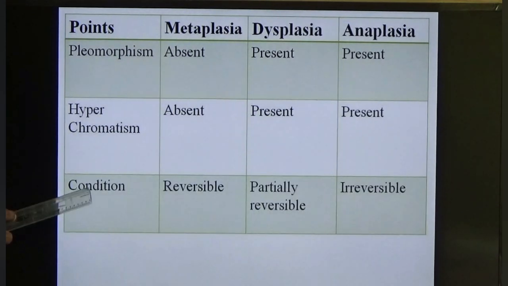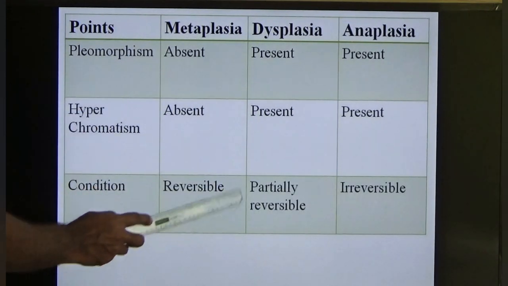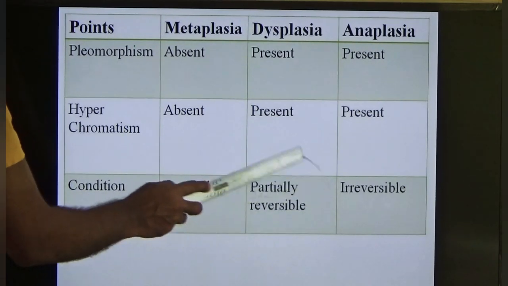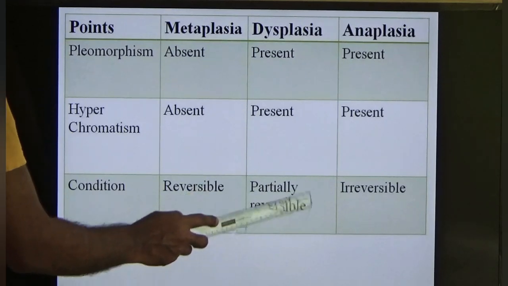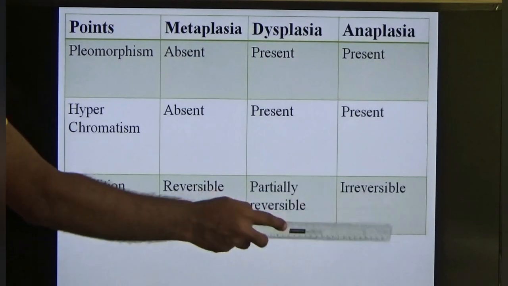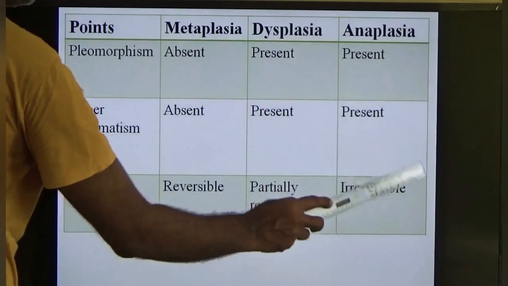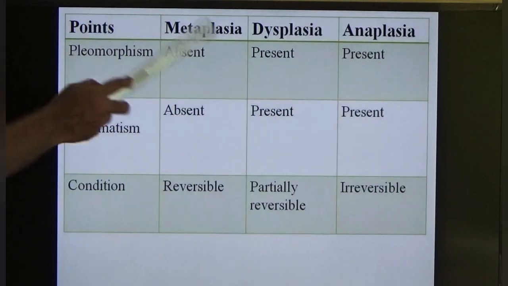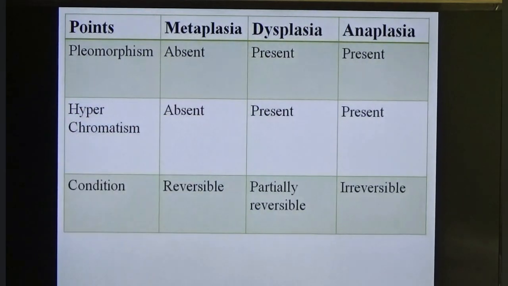Metaplasia is a reversible condition because it is an adaptive response, and dysplasia is a partially reversible condition. That means in the beginning it is reversible, but in the later stage it progresses to carcinoma in situ. That we'll discuss later. Anaplasia is always an irreversible condition. So this is the differentiation between metaplasia, dysplasia and anaplasia.